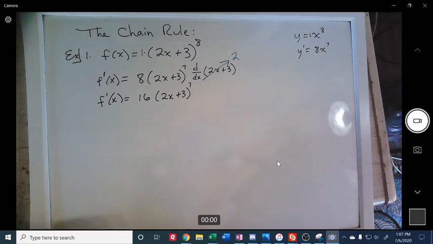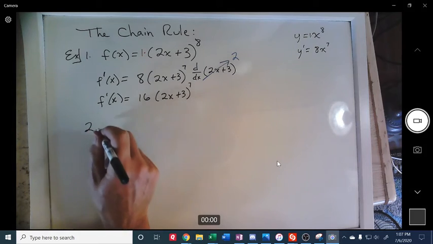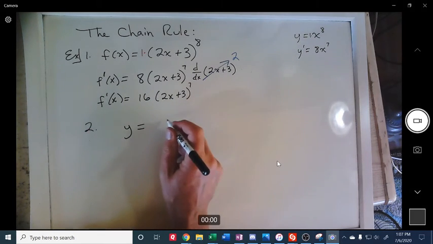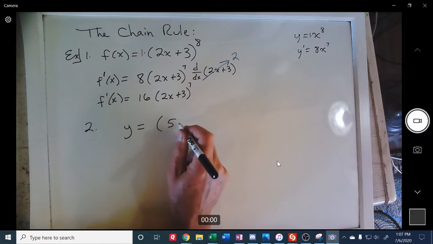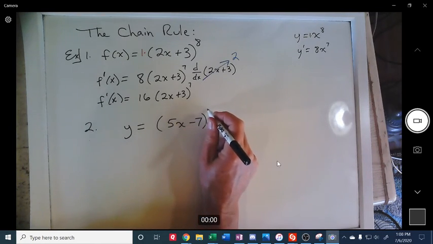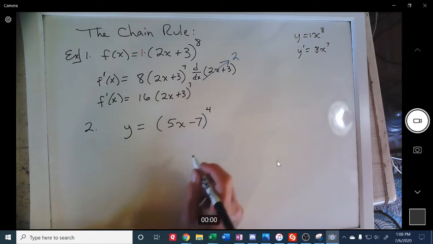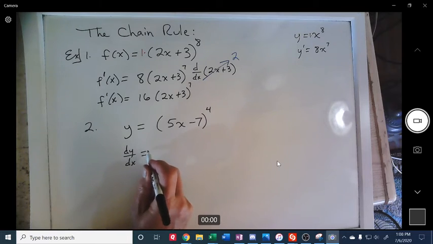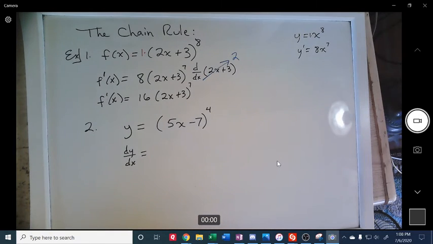All right. So let me have you do number 2. If y is equal to 5x minus 7 to the 4th power, find dy dx. Let me give everybody a minute.